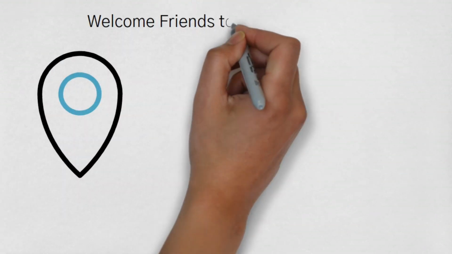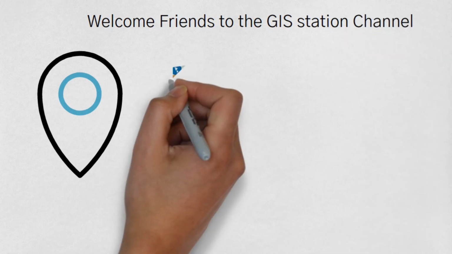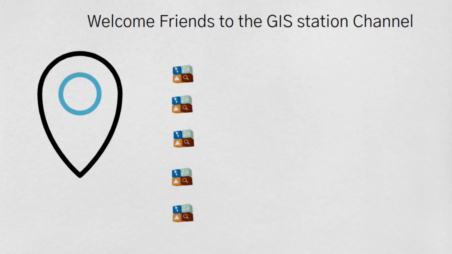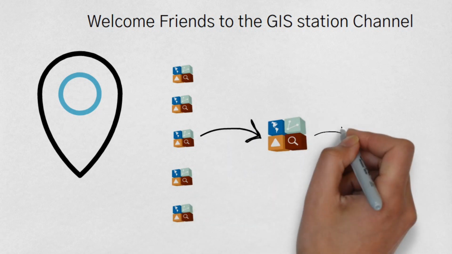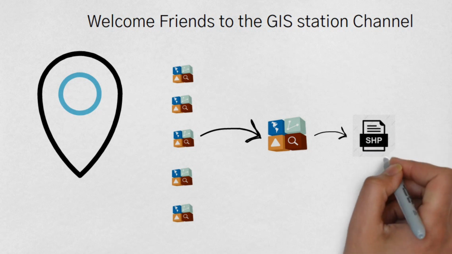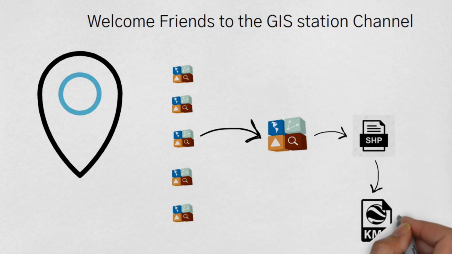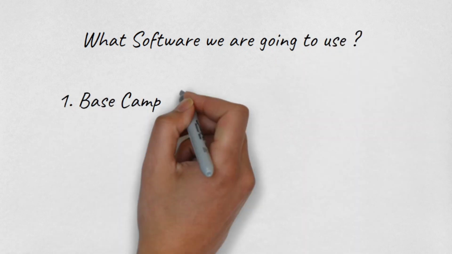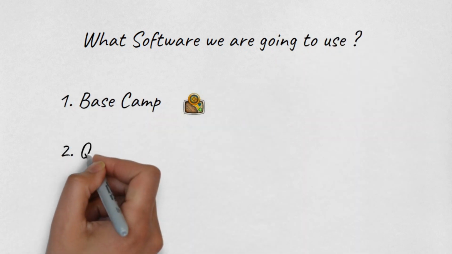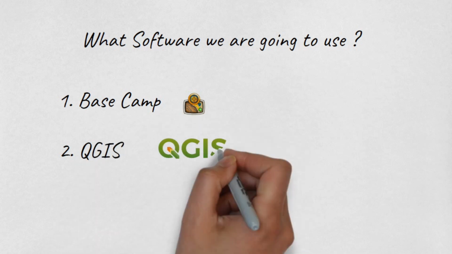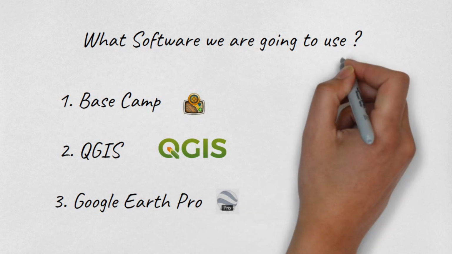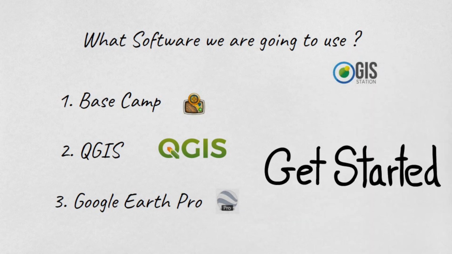Today we are going to learn how to convert multiple GPX files into a single GPX file. And also we are supposed to convert the single GPX file to SHP file and also to a KML file. And we are going to use the software, one is Basecamp, which is open source software. Another one is QGIS, which is also an open source software. Another one is Google Earth Pro, which is also an open source software. So without any further delay, let's jump into the tutorial.